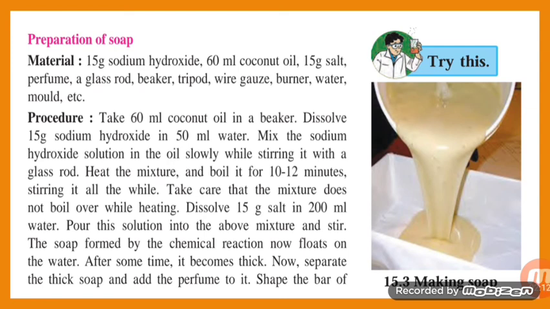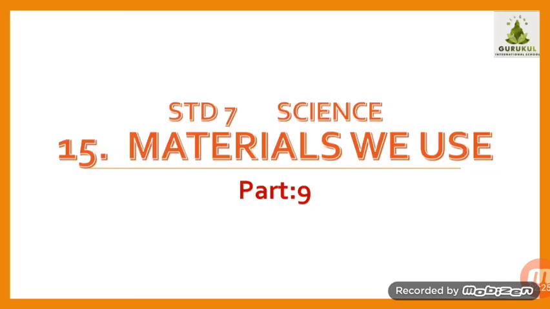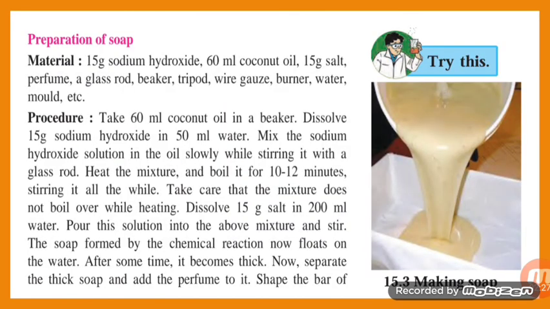After some time it becomes thick. Whenever it gets cooled, it becomes thick, and then we can separate the thick soap and add the perfume, add the color, and we can put it into the mold as per our requirement. So this is how we can make the soap at home as well. So we can try making this soap at home, okay, if the things are available.